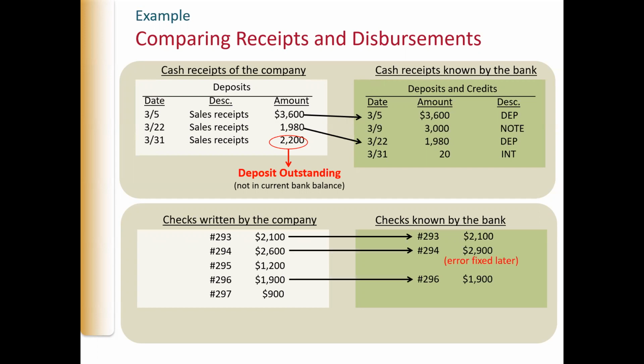So that's a discrepancy that the company shows, the bank does not show. Also, with checks, we see check 293 has cleared the bank. We see check 296 has cleared the bank, but there looks like a discrepancy on check 294. We recorded it as 2,600. The bank recorded it as 2,900. We've got to figure out who screwed up, probably the company. And then you see check 295 and 297 have not yet cleared the bank. Those are still outstanding.